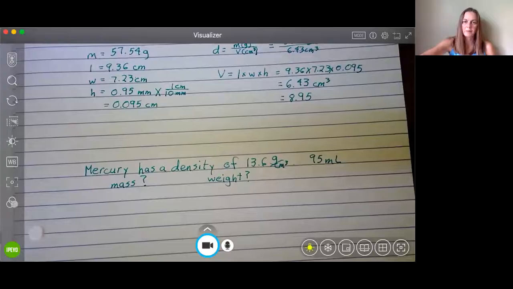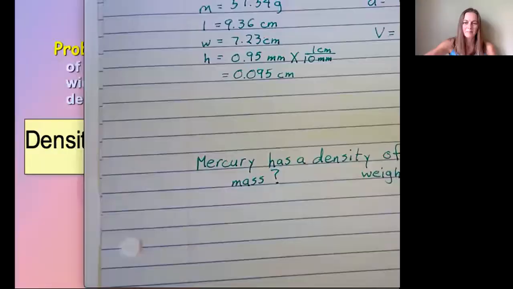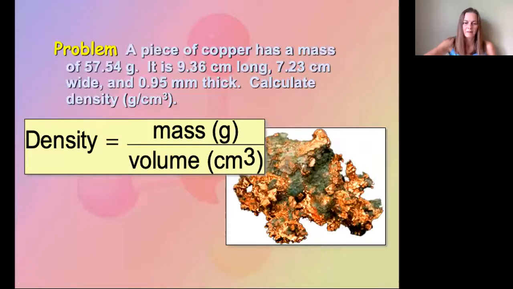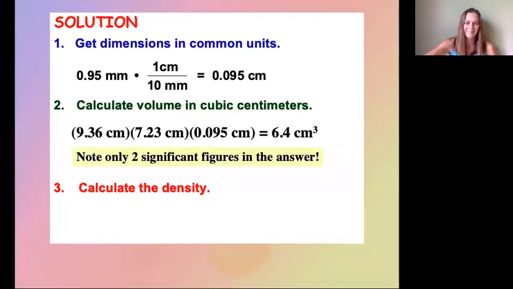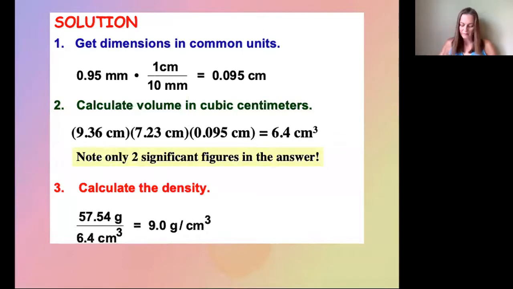So let's go back to our PowerPoint and take a quick look. Let's see if we manage to get the same answer this time. Okay, so 8.95, but because this only has two significant figures, we're going to round that to 9.0 grams per cubic centimeter. So pretty simple and straightforward.